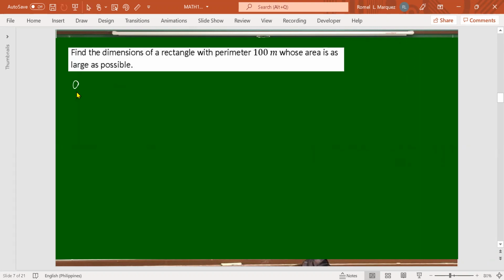What about this? Guys, find the dimensions of a rectangle with perimeter 100 meters.